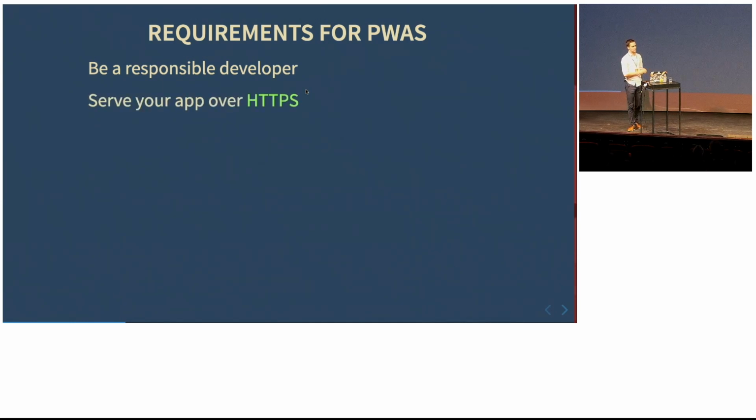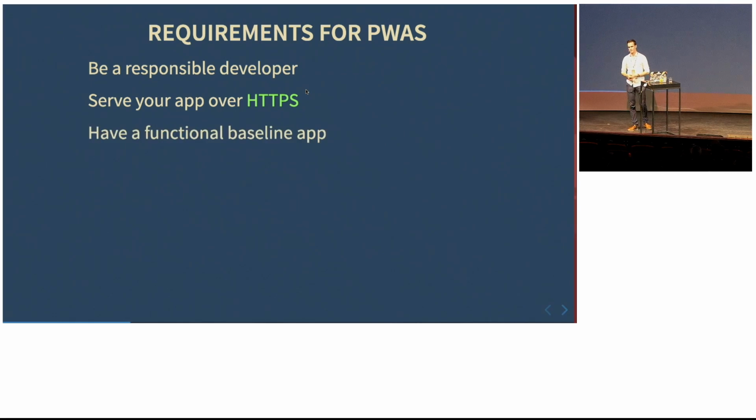Another part of this responsibleness is serving your app over HTTPS. If you don't do that still, you really need to. It's really easy, just make sure you do. The biggest reason to do this is also these APIs will not work on HTTP because we need to have a trusted environment to run in.